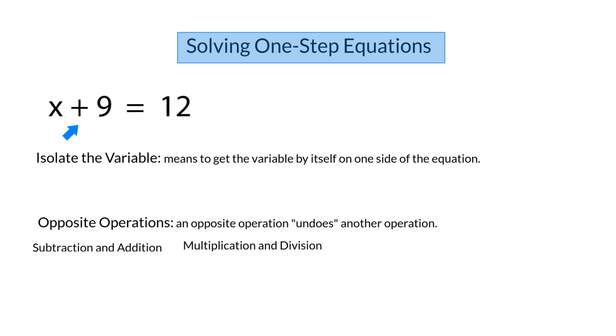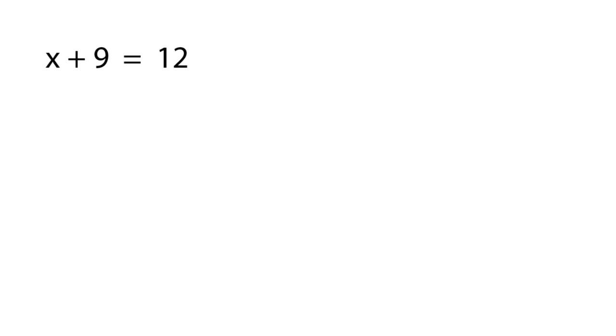In this case, I have the operation of addition. So in order to solve this equation and to isolate the variable, I would choose to use the opposite operation of subtraction. Let me demonstrate then how to solve this equation, x plus 9 equals 12. So as I said, I'm going to choose the opposite of adding, which is subtracting. So I'm going to subtract 9 from this side of the equation. And if I have positive 9 subtract 9, those cancel each other out.